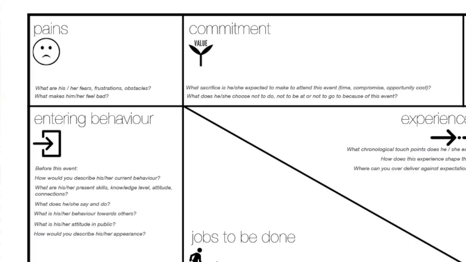In the change part, it's really about how does somebody enter the event, and what are some of the pains that they have associated with going to this event, or the reason why they're going to this event. And they have a set of expectations. So those are the things before the event actually takes place. You can articulate that for the stakeholder.